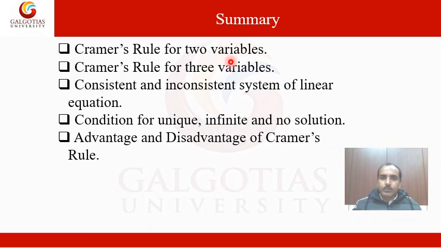Now, summary of today's lecture. In today's lecture we have learned Cramer's rule for 2 variables, Cramer's rule for 3 variables, consistent and inconsistent systems of linear equations, and conditions for unique solution, infinite solutions, and no solution of a system of linear equations. And we also learned the advantages and disadvantages of Cramer's rule.